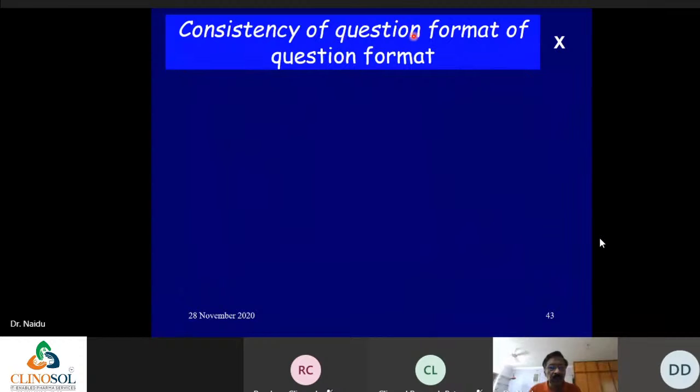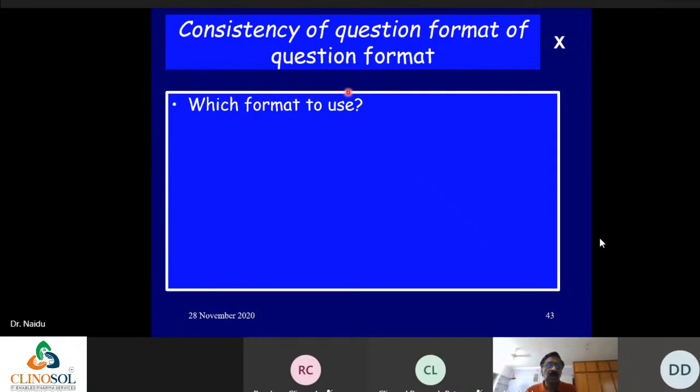Consistency in question format. This is very, very important. Always there should be consistency in your question format and how it should be answered. There should not be any variation. You should be very clear that if somebody wants to put that answer, what format you want should be used.